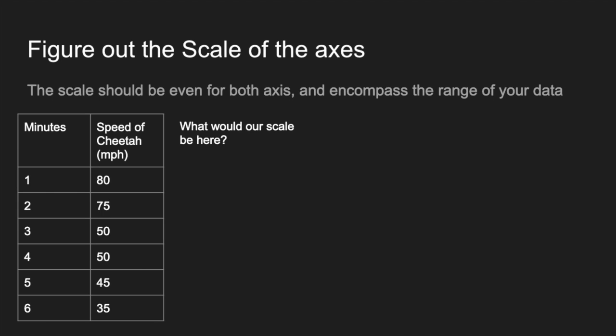So we have, it goes up to 6 minutes. So do you think we would want this to go up to 6,000 minutes? Probably not. And then we have our speed of a cheetah, which goes into miles per hour. The fastest speed is going to be 80. Slowest is going to be 35.